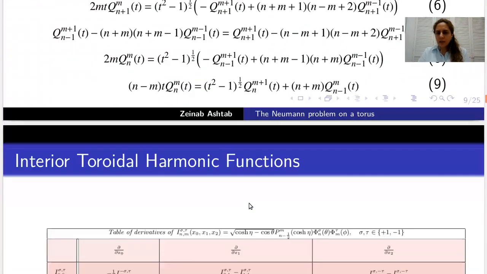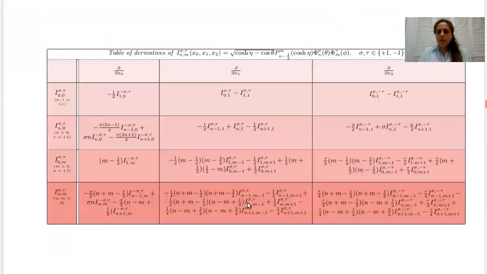After a lot of calculations, we can have these tables. These tables are for the derivative of capital I with respect to x0, x1, and x2. As you can see on the screen, the second line is the derivative of capital I with respect to x0, x1, and x2 when n and m, both of them, are equal to 0 at the same time.